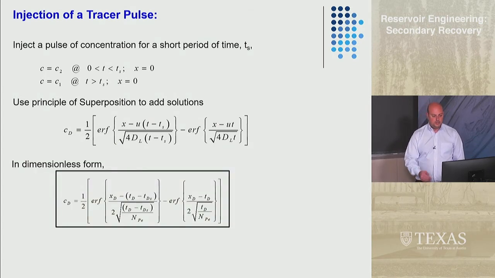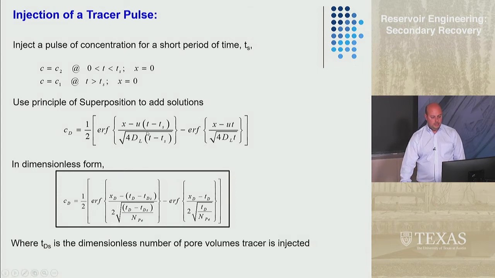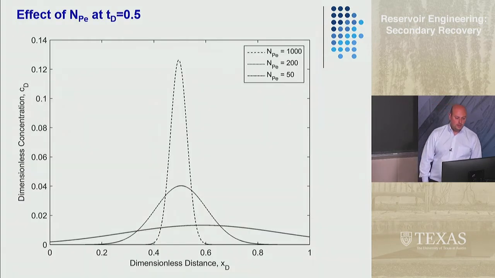If you put it in dimensionless form, TD and XD and all that, then it looks like this. TDS is the amount of time that you inject that concentration. So that's what you get. TDS is that dimensionless number of pore volumes of tracer injected. And so what that's going to look like is something like this.